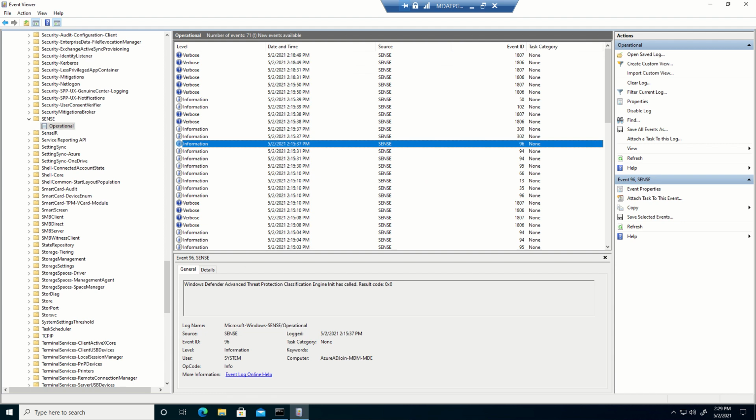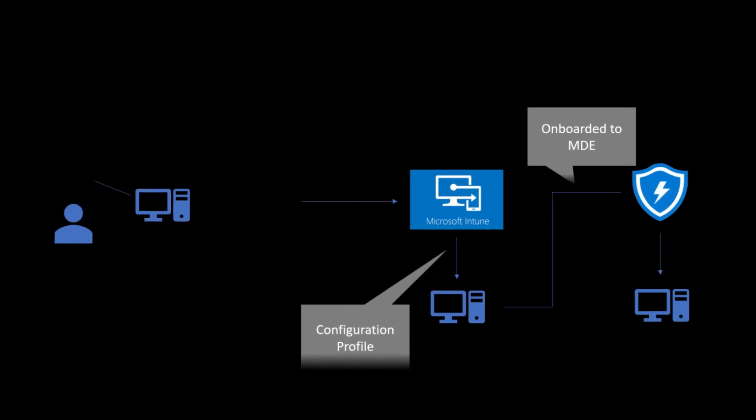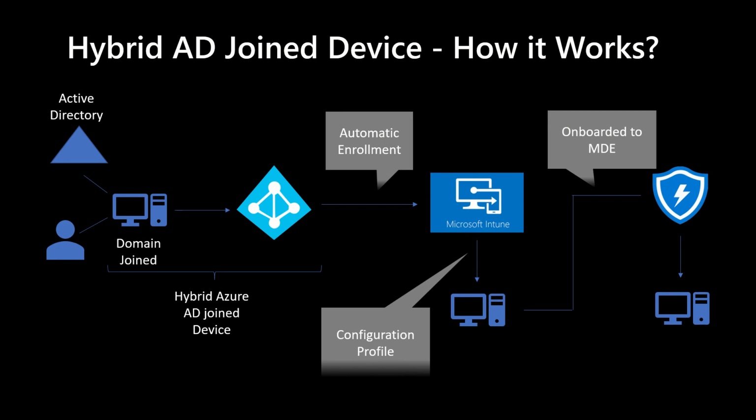Okay. Now the last use case is the hybrid Azure AD join one, wherein you can have your domain joined PC onboarded to Azure AD with the help of sync, and then you can have a configuration profile created in Microsoft Intune to push that MDM setting. Now, once you push the setting, the device will get onboarded to MDE.